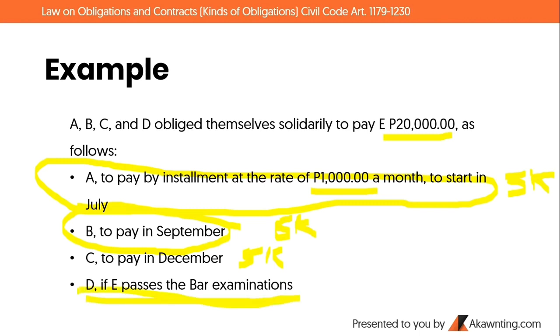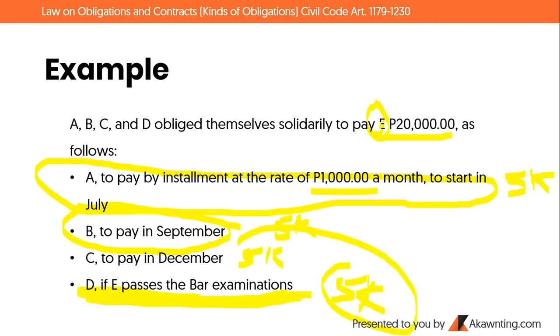Medyo kakaiba yung kay letter D kasi if E passes the bar exam. Sino ba si E? Si E, siya yung creditor. So ito, conditional yung 5K. Ibig sabihin, may chance na hindi masingil tong 5K na dulo na ito. May chance na ang masingil lang ni E ay 15,000.